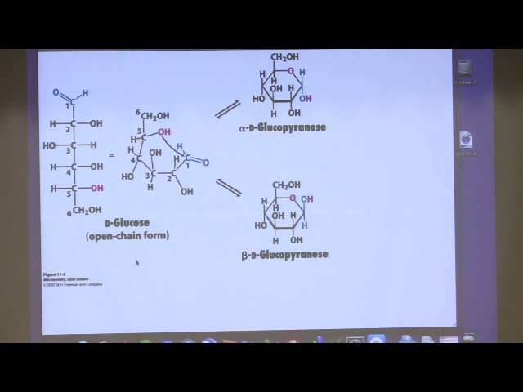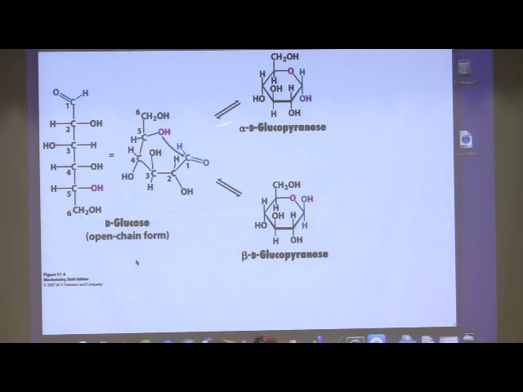Yes, ma'am? Is one more energetically favorable than the other? Very good question. Her question is, is one more energetically favorable than the other? And it turns out that, yes, there is a form that's more preferred. The alpha form tends to be more energetically stable than the beta form. And we'll see a little bit why that happens probably on Friday. Okay?